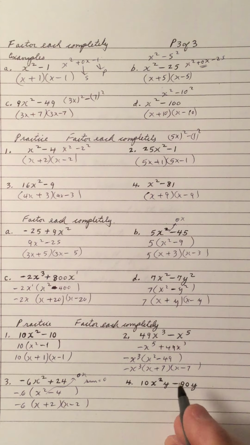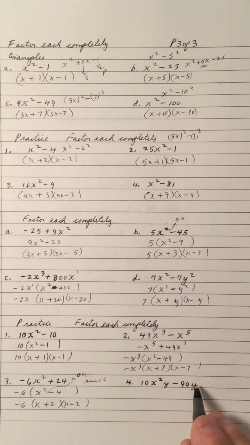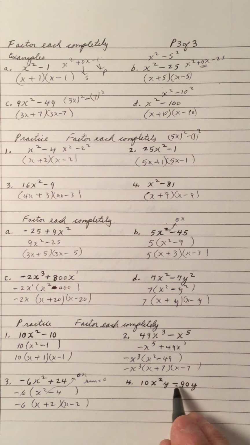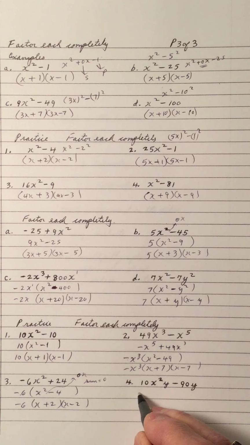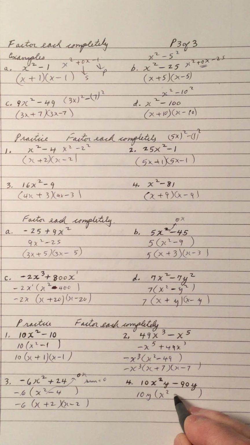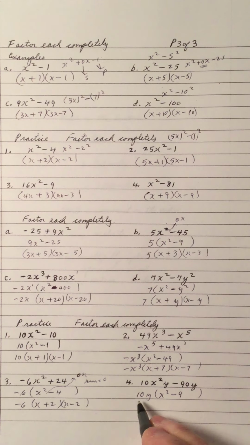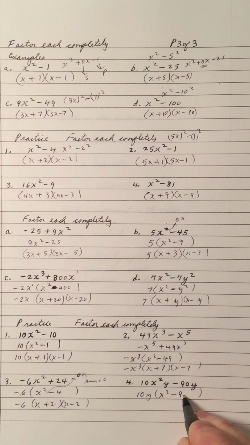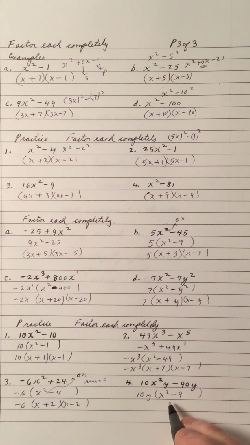Always keep thinking. Always keep reviewing. And we don't worry about descending order in terms of two variables. So we take the 10 out because it's a common factor, and we have a y. 10 and y are common. So 10x squared y divided by 10y, we just get an x squared. Negative 90 divided by 10 is negative 9, and the y's cancel. I have a y here. I don't need any more y's here, because 10y times negative 9 will give you negative 90y.